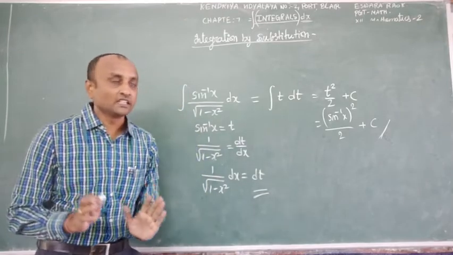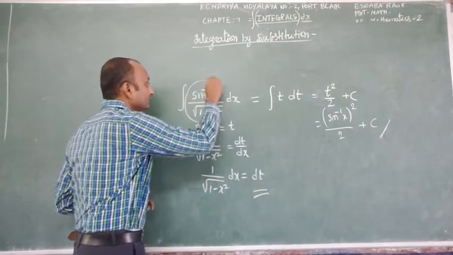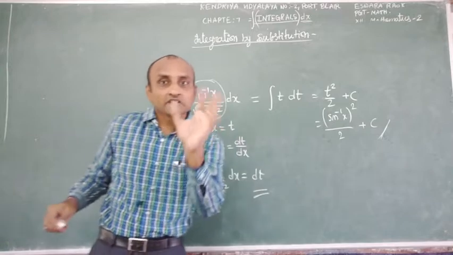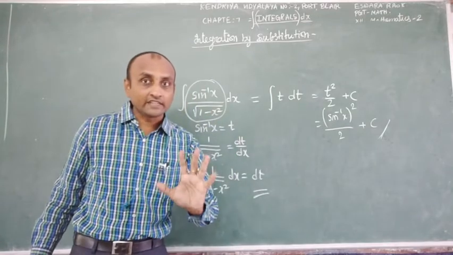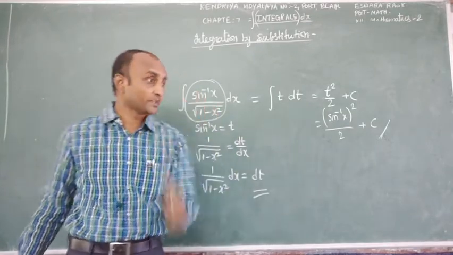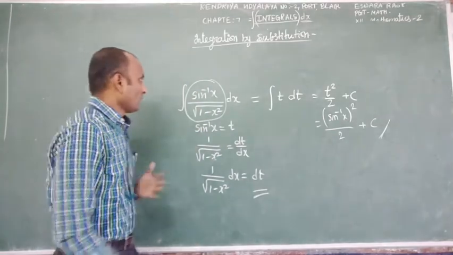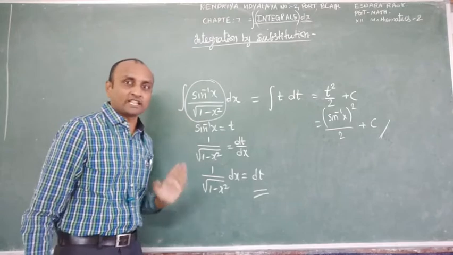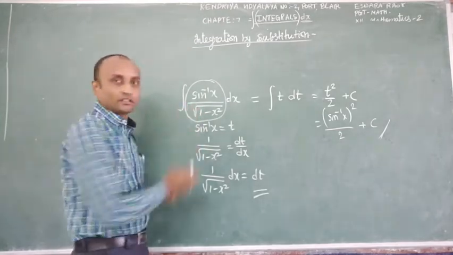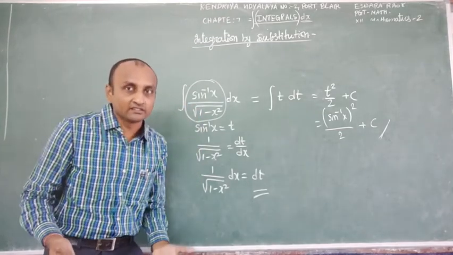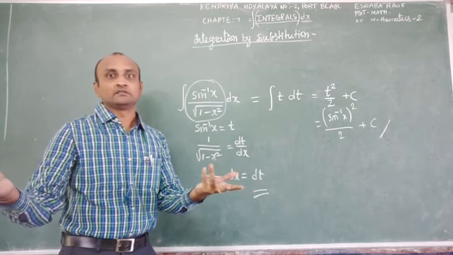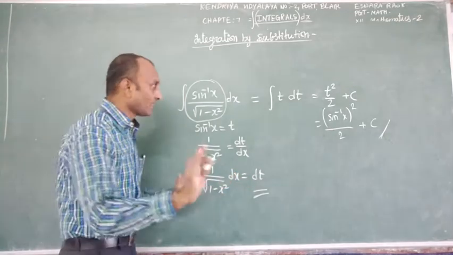Here the thing is, in the integrand, some expression can be taken as t in such a way that the differentiation of that expression must be there in it. If I take 1 by root 1 minus x square as t, its differentiation is not there. So I fail, so I don't take it. Do you understand? See, one more example I will tell you.